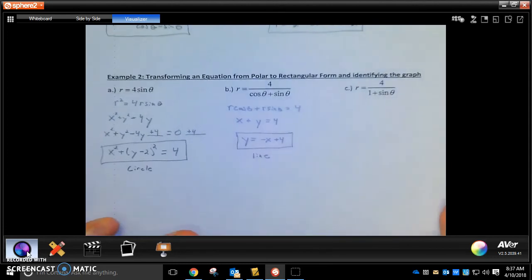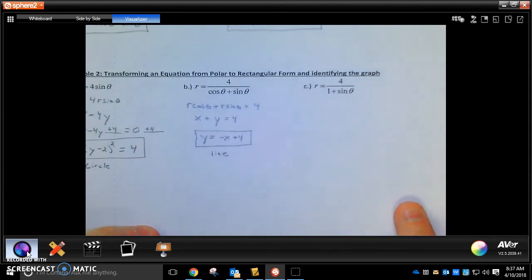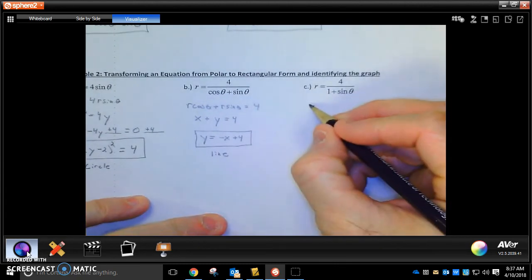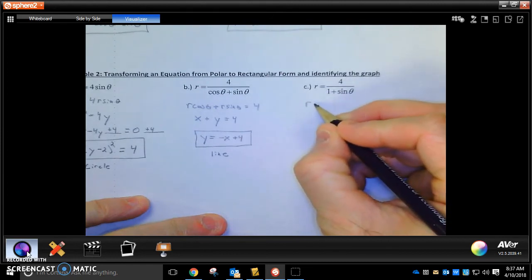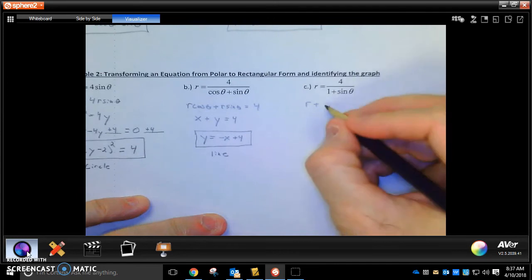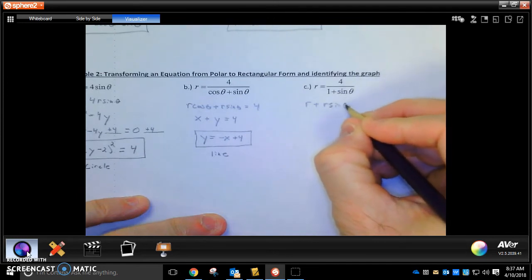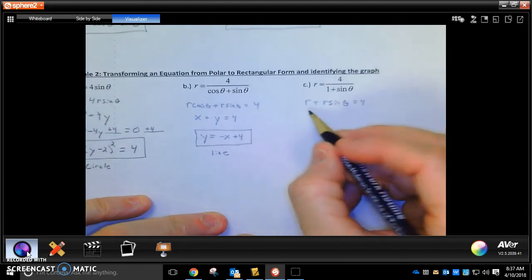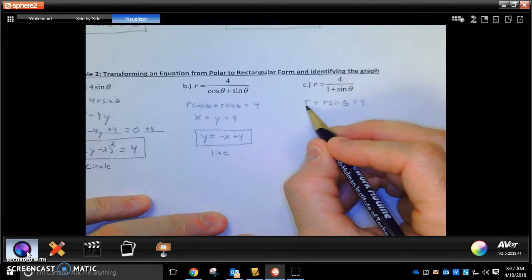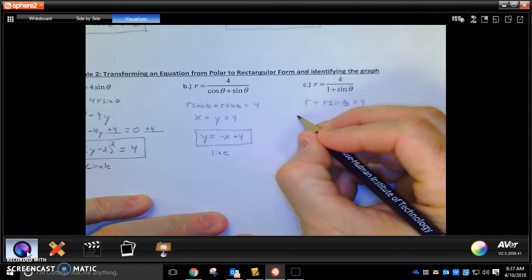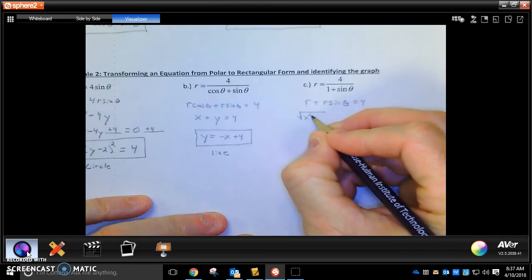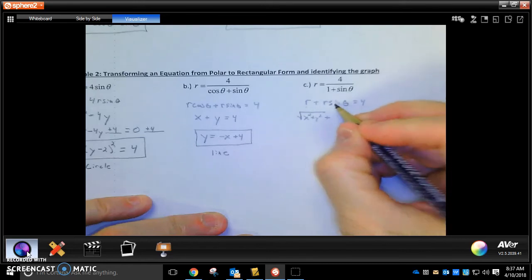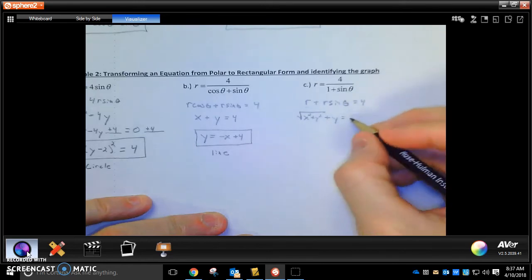All right, we're saving the best for last. So, all right, this next one. So let's take a look at what this is. So again, let's cross multiply. Let's get rid of this fraction. So r times 1, that's going to be r. And then r times sine, that's going to be r sine theta equals 4. All right, so we need to replace these things. Well, r, again, if you look up at the box at the top, just plain r would be the square root of x squared plus y squared. And then plus, and then r sine theta is y equals 4.